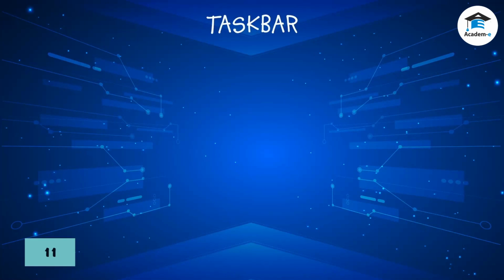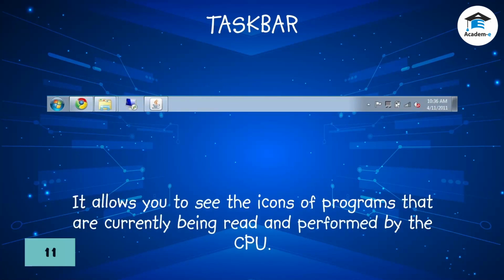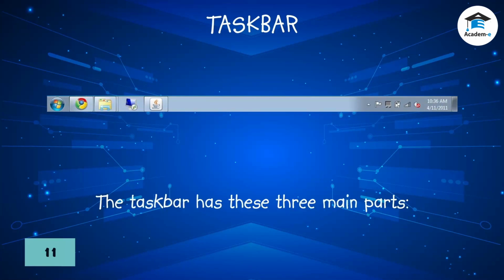Taskbar. In MS Windows, the taskbar is at the bottom of a desktop screen. It allows you to see the icons of programs that are currently being read and performed by the CPU. You call these programs as open programs. The taskbar has these three main parts.